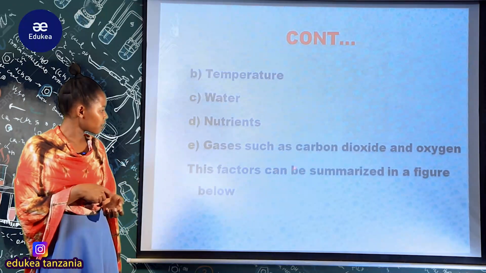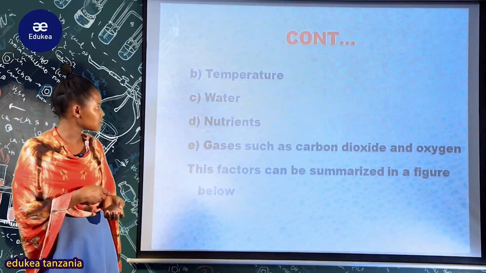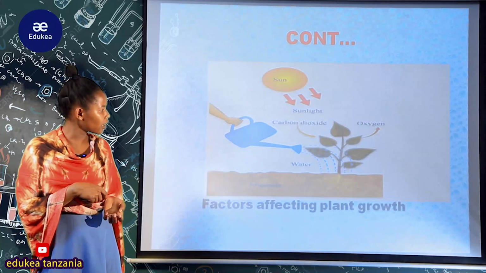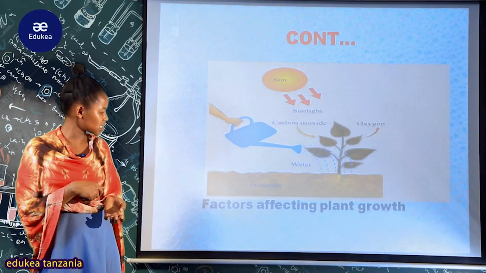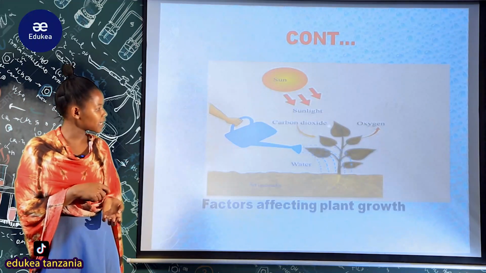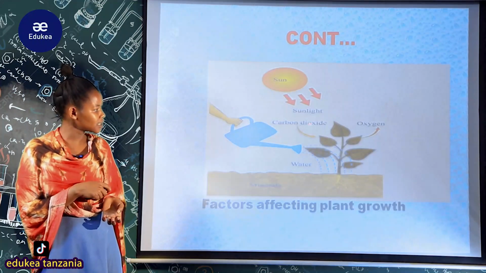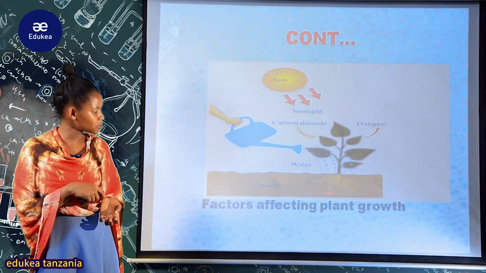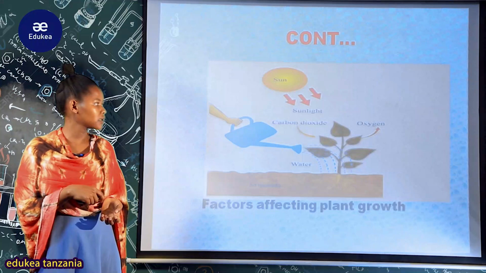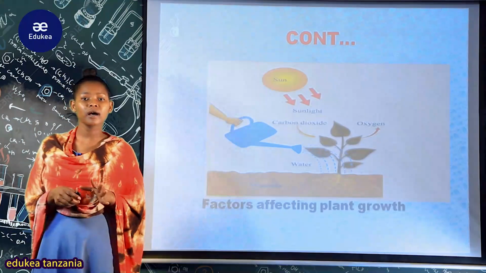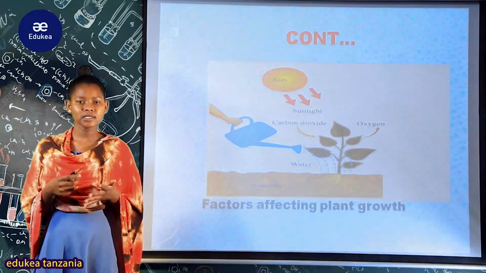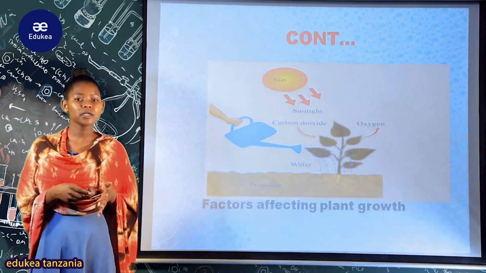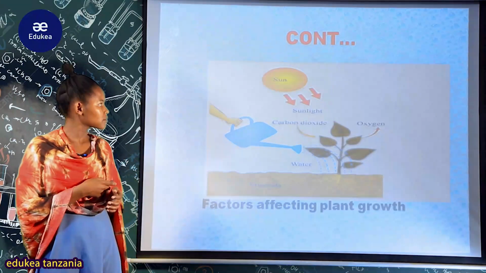Also these factors can be summarized in this figure below. We can see this is our plant and it requires all of these factors for its survival, including water, carbon dioxide, sunlight, oxygen, as well as mineral nutrients ambazo zinapatikana katika soil. And now we are over on those external factors that affect growth and development in plants. We are going now to look at the internal factors.